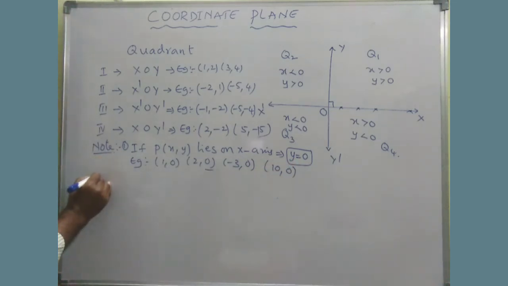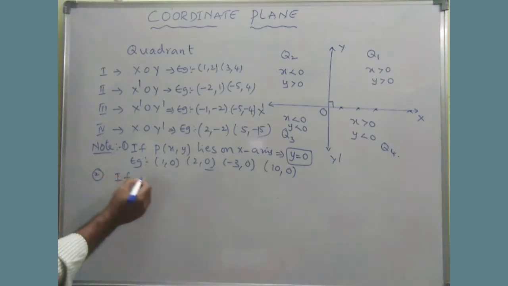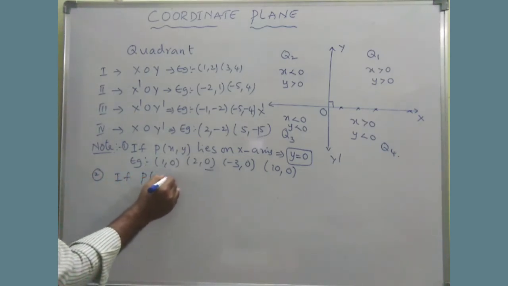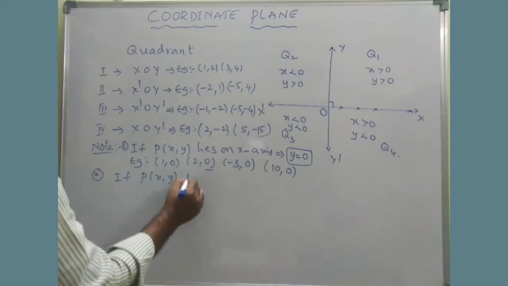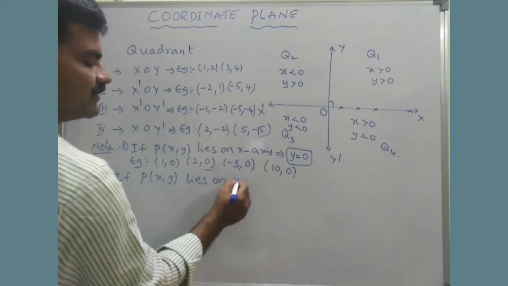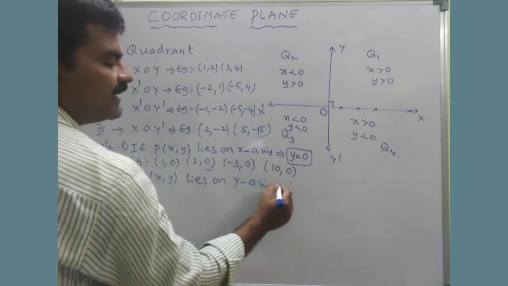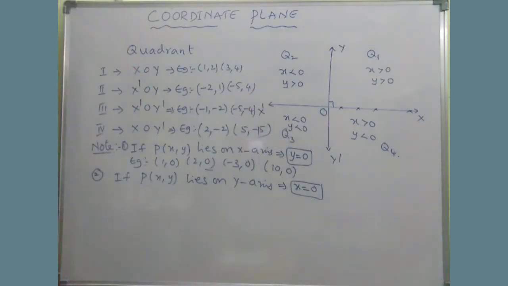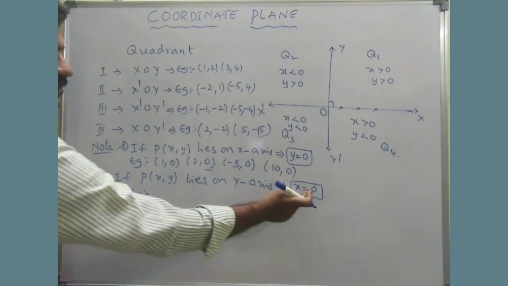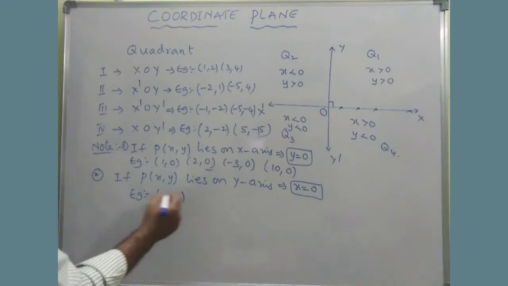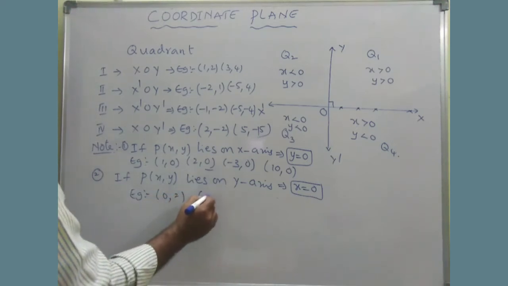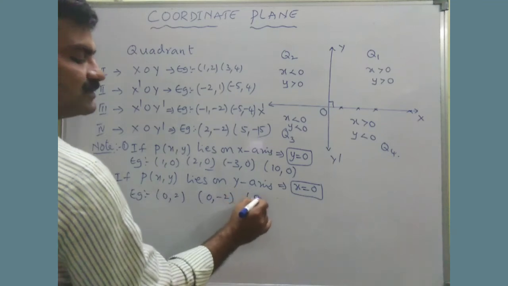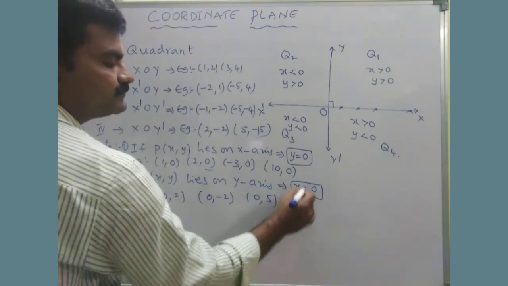Similarly, second point, can you guess? Easily. What is that? If P is a point, some x comma y, lies on the y-axis, that implies the x coordinate must be 0. So examples of some points which lie on the y-axis are, see, x coordinate is 0, so you have to take 0 comma something: 0 comma 2, 0 comma -2, 0 comma 5, etc.